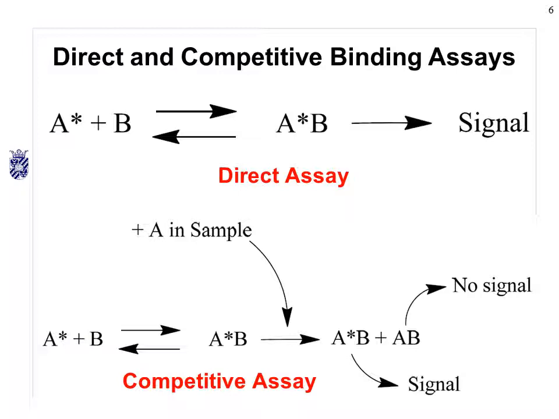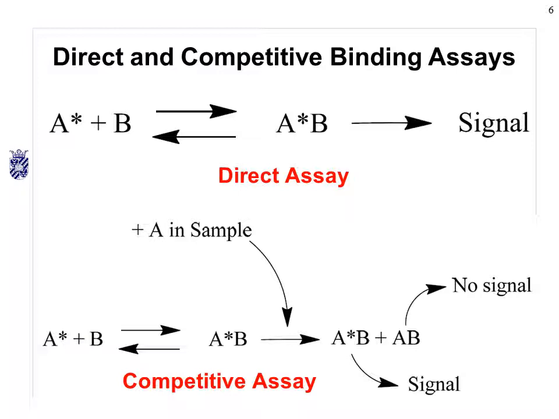In the direct assay, you have a somehow labeled ligand that binds to an antibody or receptor B. The star expresses the label. And as the binding occurs, a signal is generated which can be directly measured. We will see later on which detection principles can be used for this kind of assay.